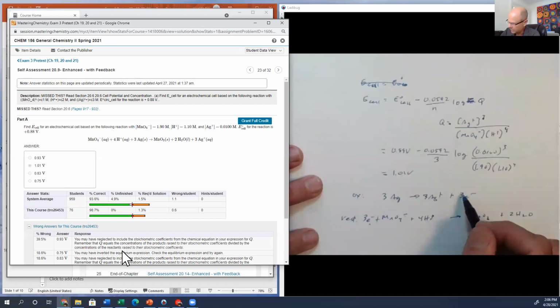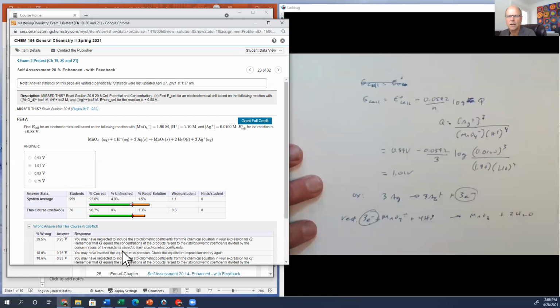So either for the oxidation or reduction, you should be able to figure out the number of moles of electrons. Good. Other questions?